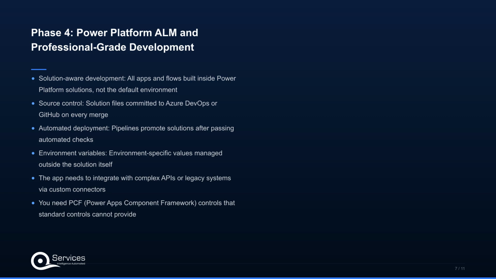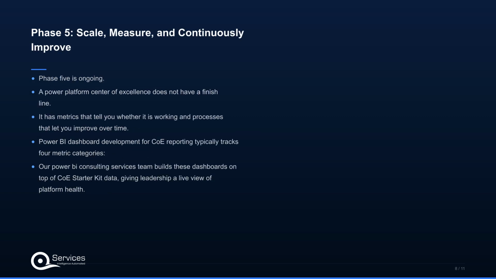The 4 components of a mature ALM pipeline. Now, moving on to Phase 5, scale, measure, and continuously improve. Phase 5 is ongoing. A Power Platform Center of Excellence does not have a finish line. It has metrics that tell you whether it is working and processes that let you improve over time.